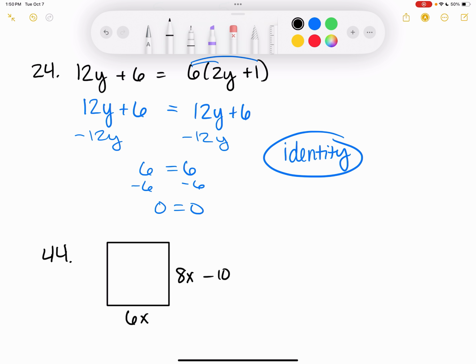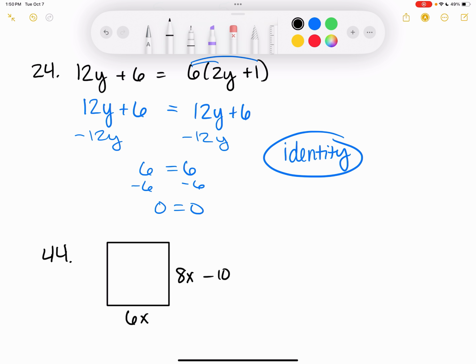How do you think I should go about solving for x? So you should do 2 times length is 2 times width. That's for a rectangle. I just said that this is a square. It's 4.